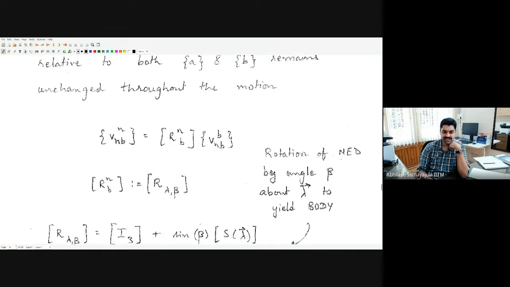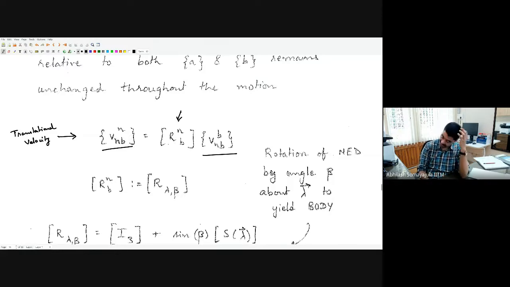And we understood that vectors which can be in one frame can be expressed in the other frame by using this rotation matrix. And we looked at this classical example of linear velocity, or translational velocity, where the velocity in the NED frame is given by this, and the velocity in the body-fixed frame is given by this, and the two are related using a rotation matrix.